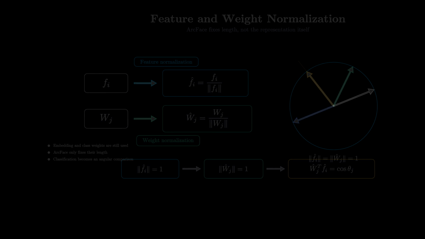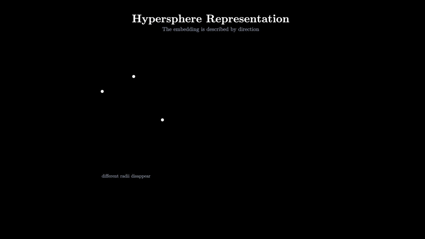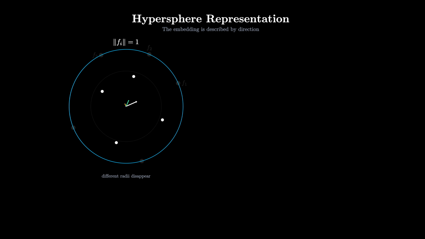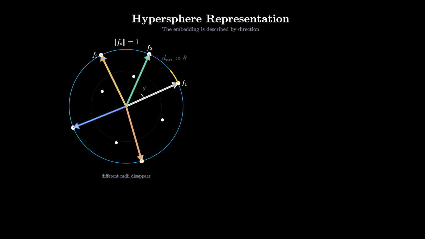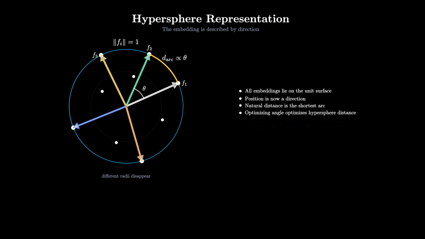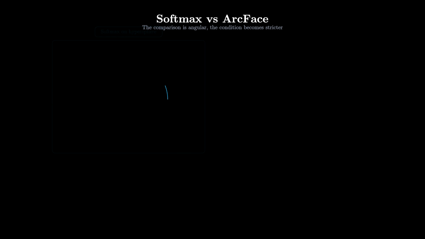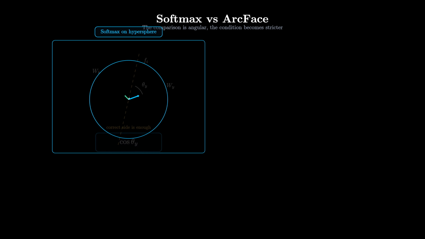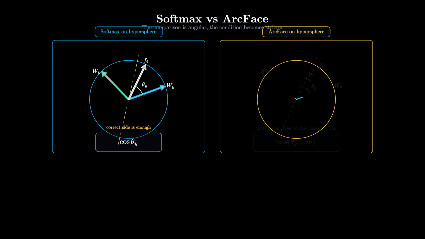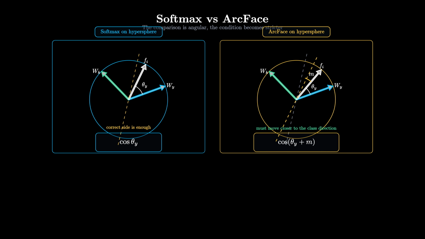After normalization, all embeddings lie on the surface of a hypersphere. At this point, the position of an embedding is described mainly by its direction. The natural distance between 2 points on a hypersphere is the shortest arc connecting them, and this arc is proportional to the angle between the 2 vectors. This is why ArcFace focuses on angular distance. In normalized softmax, if theta is the angle between the embedding and the weight vector of the correct class, then a smaller theta means a larger cosine value and a higher probability for the correct class.